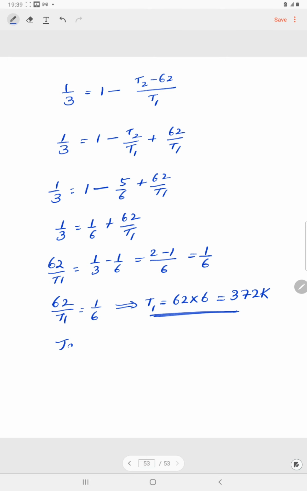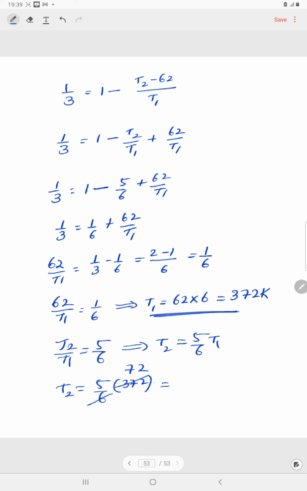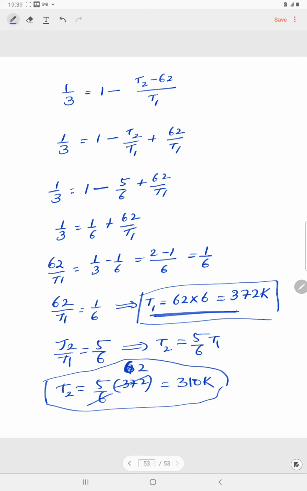But as we already know that T2 by T1 is 5 by 6, that implies T2 is 5 by 6 times T1. Then T2 is equal to 5 by 6 times 372. That becomes 62 times 5, which is 310 Kelvin. This is the sink temperature and this is the source temperature.